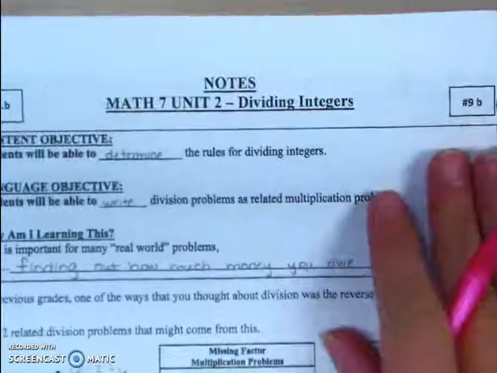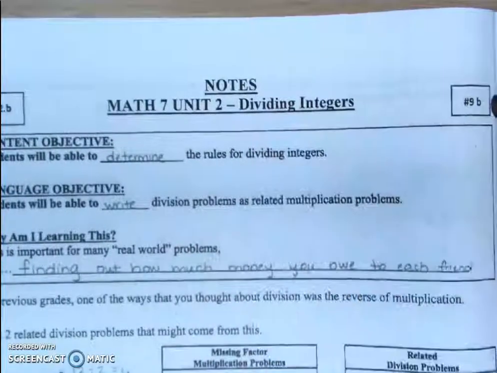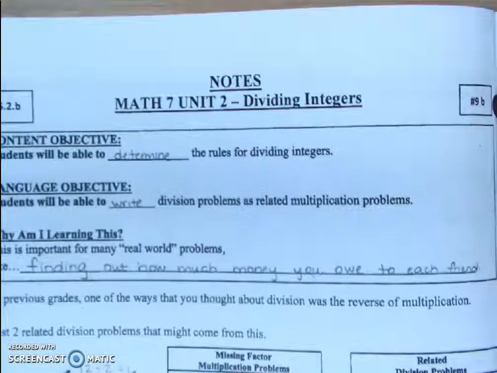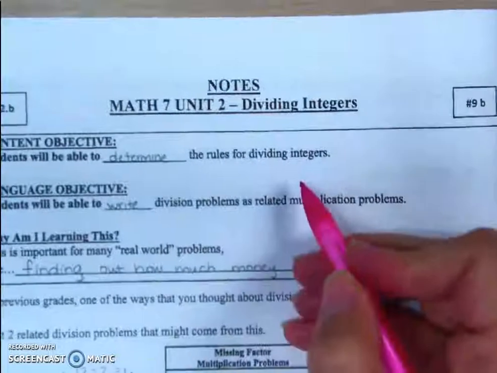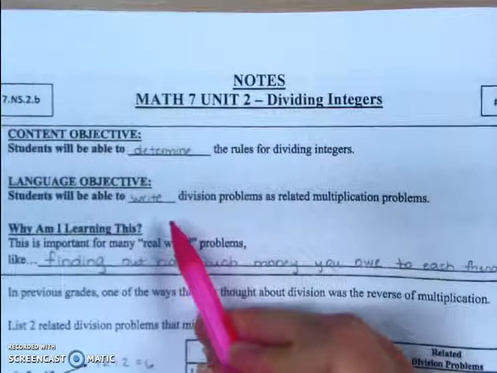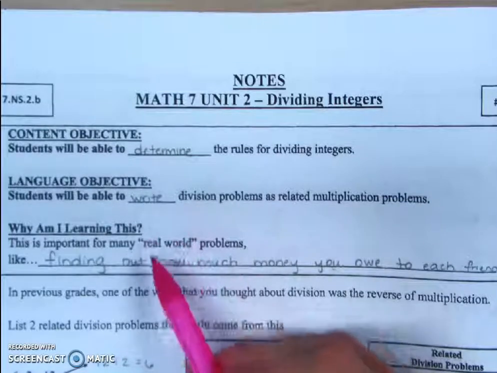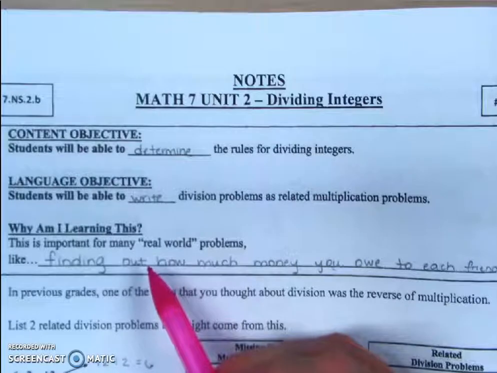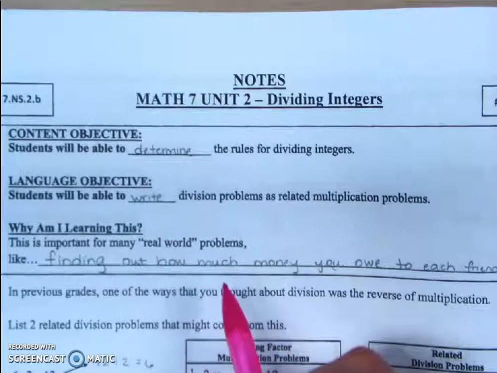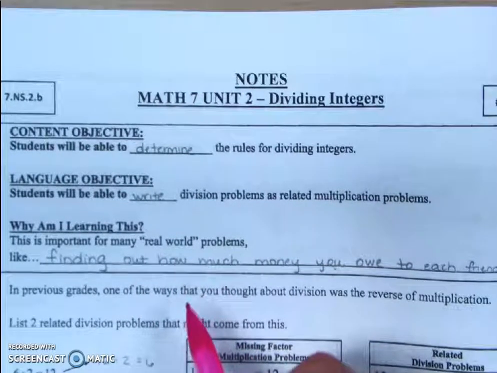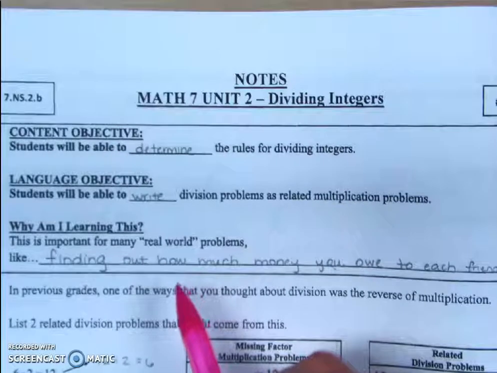And here we are with lesson 9 now on dividing integers. So today students will be able to determine the rule for dividing integers. Students will be able to write division problems as related multiplication problems. And this is important for many real-world problems like finding out how much money you owe to each friend if you borrowed a whole bunch of money from a bunch of friends.